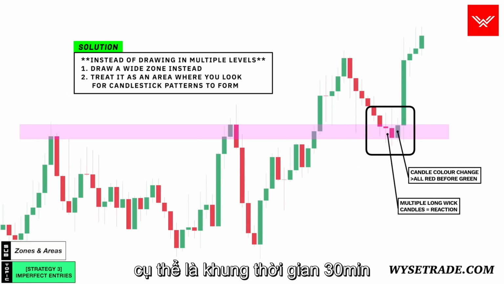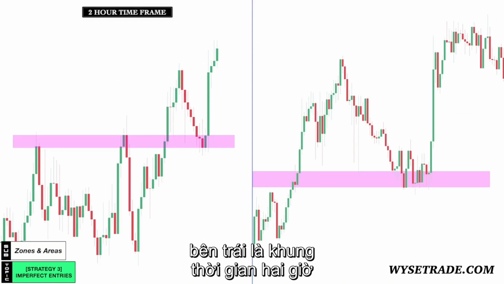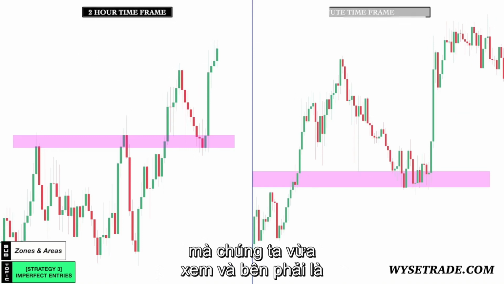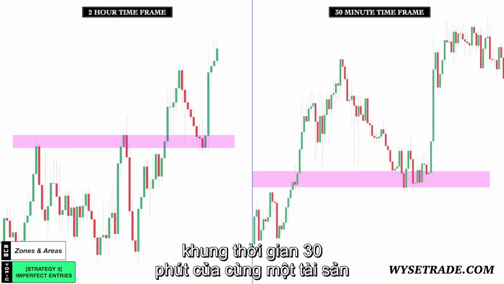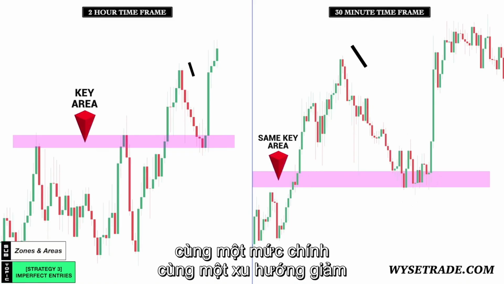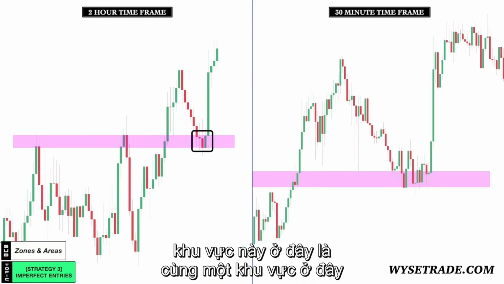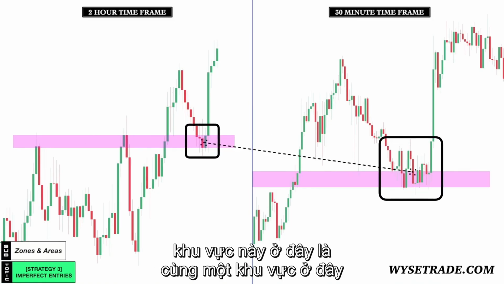So let's pull up a lower time frame, specifically the 30-minute time frame, and put it beside this one. On the left is the 2-hour time frame we just looked at, and on the right is the 30-minute time frame of the same asset. Same key level, same downtrend. This area here is this same area here.